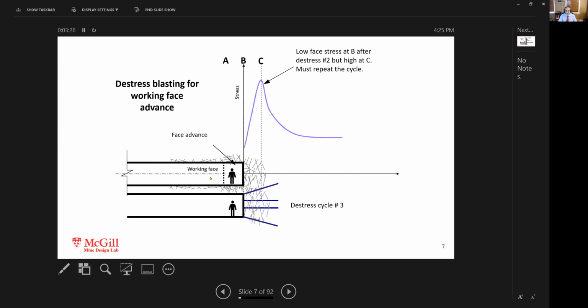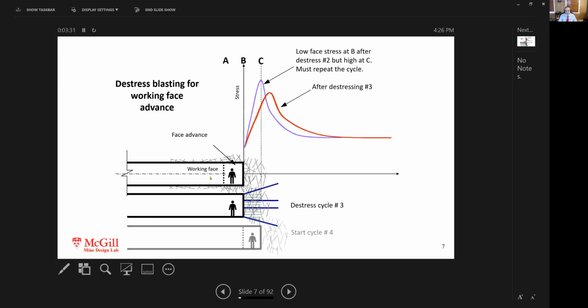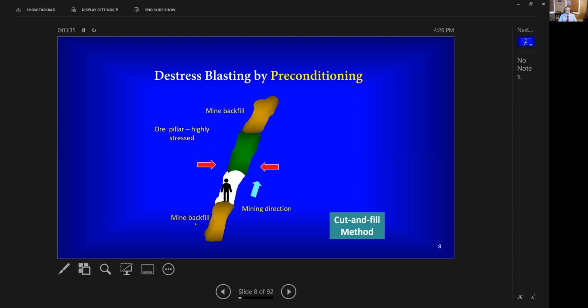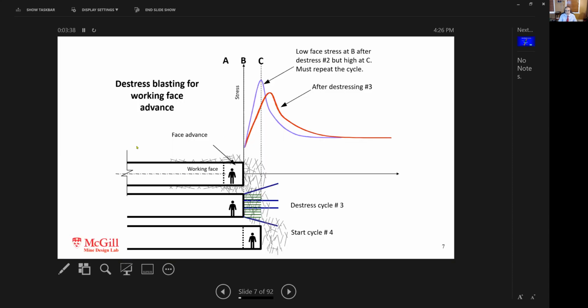And what you see here, the distress cycles 2 and 3, and the repeated stress pattern is taking place. One thing about the practice of this type of preconditioning is that the green holes representing the development blast and the blue holes representing the distress blast holes are detonated at the same time for safety purposes. So you continuously fracture the face ahead and you advance at the same time.